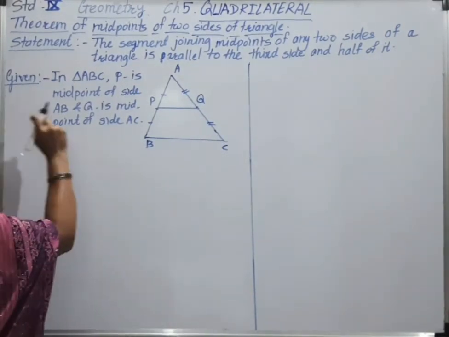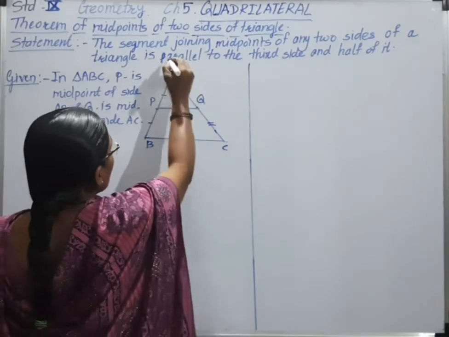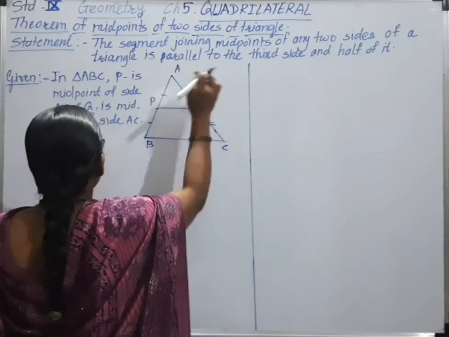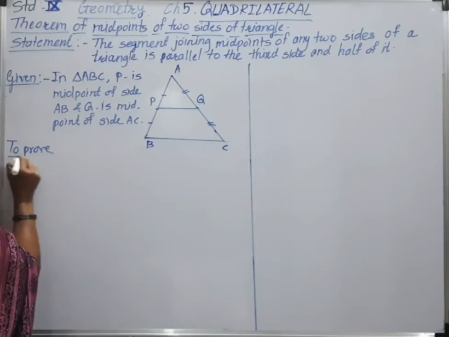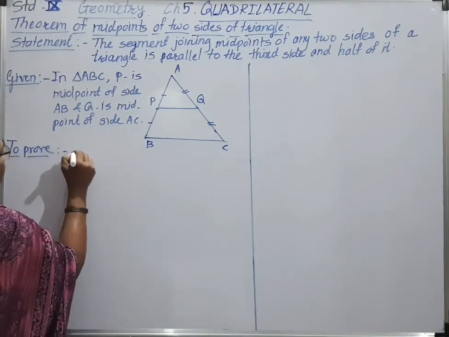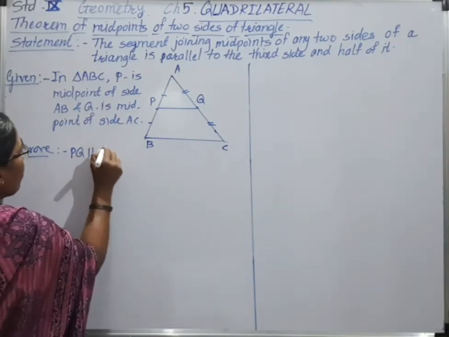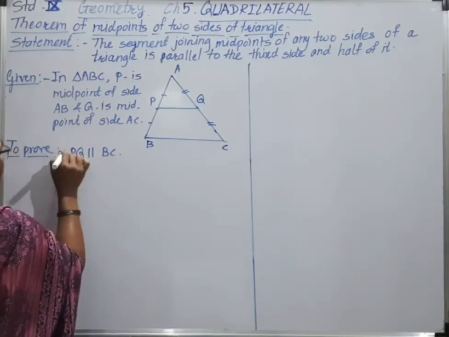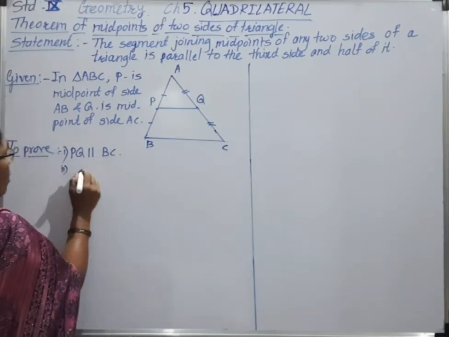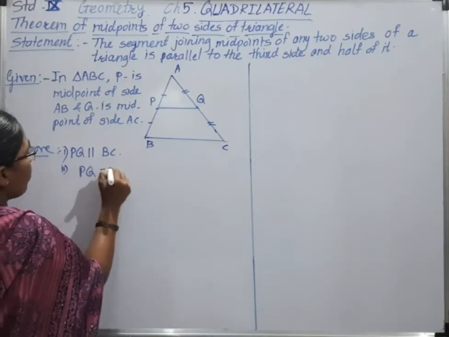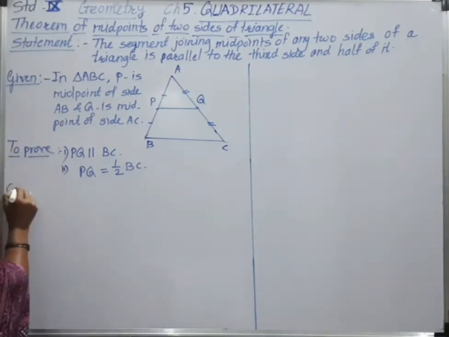Now we have to prove this. The segment joining midpoints of any two sides of a triangle is parallel to the third side. So to prove: PQ is parallel to BC, that is the first part, and the second part is that PQ is half of BC. PQ is half of BC. So we have to do the construction for this.